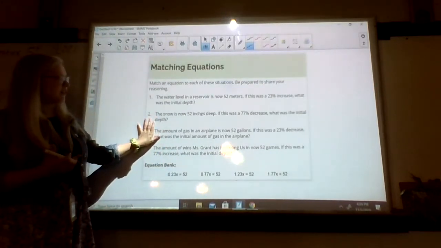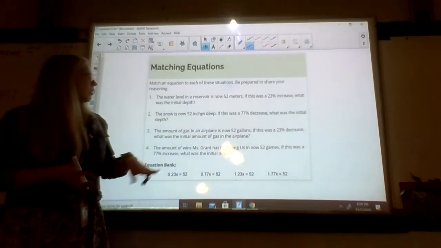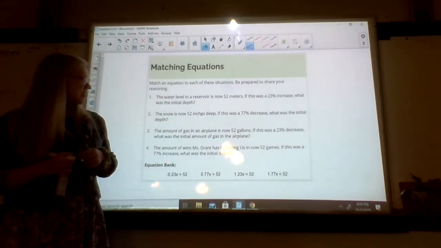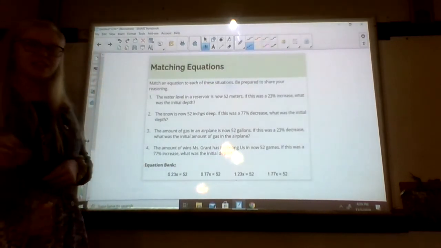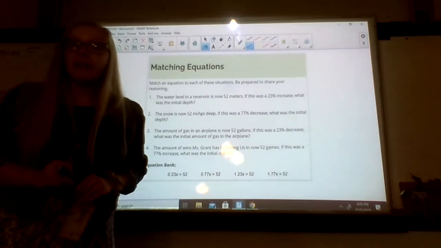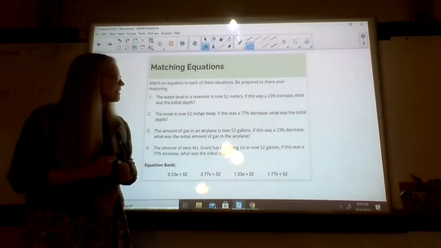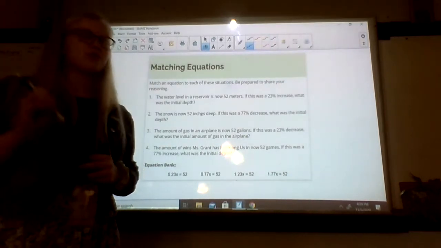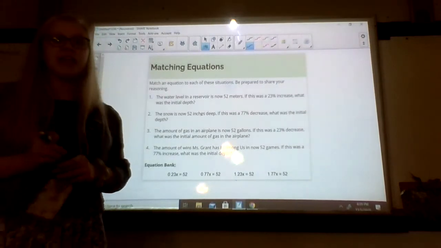The snow is now 52 inches deep. So again, it's now 52 inches. If this was a 77% decrease, what was the initial depth? Lordy, that's a lot of snow. The amount of gas in an airplane is now 52 gallons. If this was a 23% decrease, what was the initial amount of gas in the airplane?